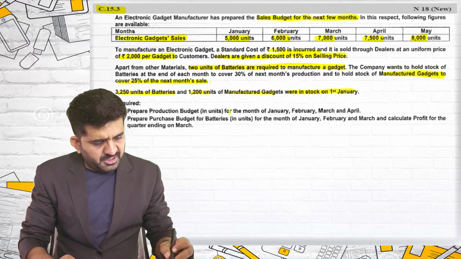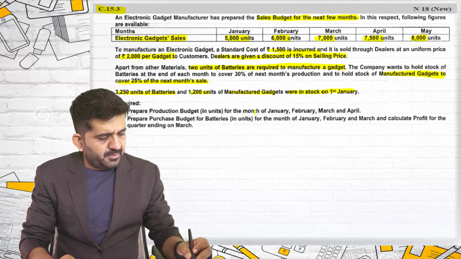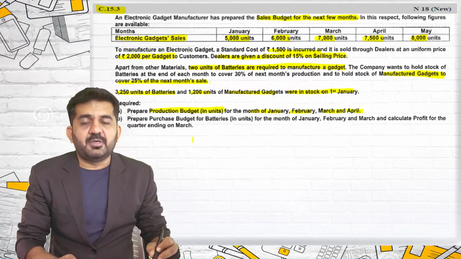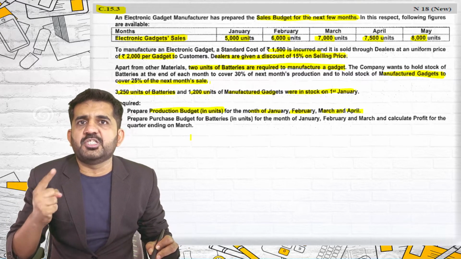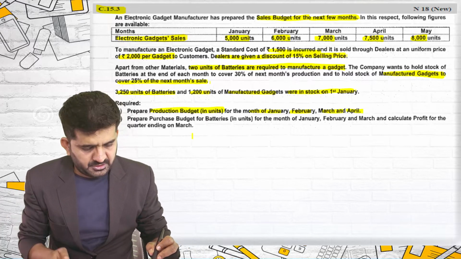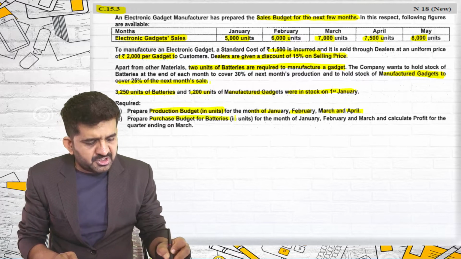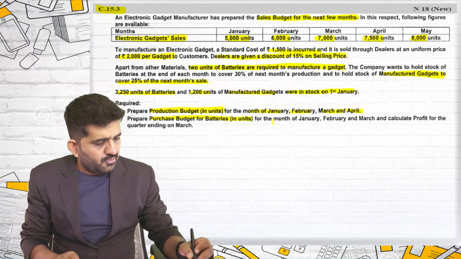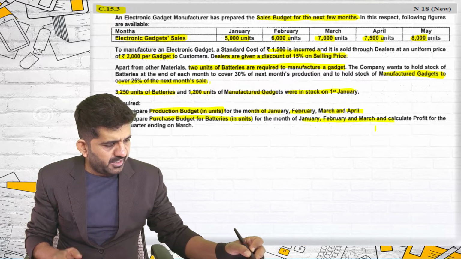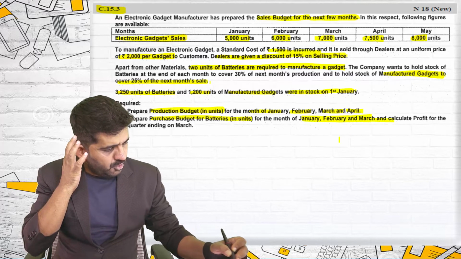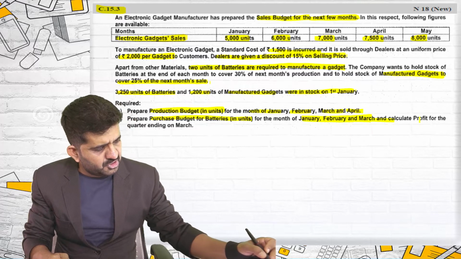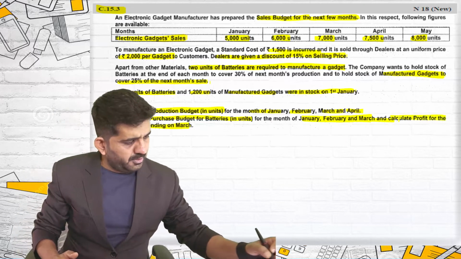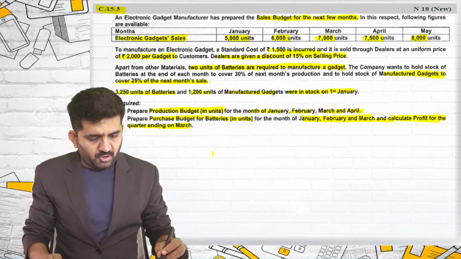Prepare the production budget in units for the months of January, February, March and April. Production budget is always of finished goods. Prepare the purchase budget for batteries. Batteries are raw material, for the months of January, February and March. So the raw material budget we want to prepare only for January, February and March. Calculate the profit for the quarter ending on March. This we will do last.